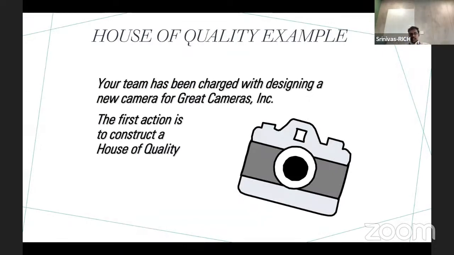So I've taken this example, which was available on the internet, which talks about a team, let us think it is all of us here. We have been charged with a design challenge for a new camera, right? The first action is to construct a house of quality. Now the point is that we have a problem statement that we have been tasked to design a new camera that looks completely different, more futuristic, and is a lot more functional than what we see on the screen here, right? So how do we do that?